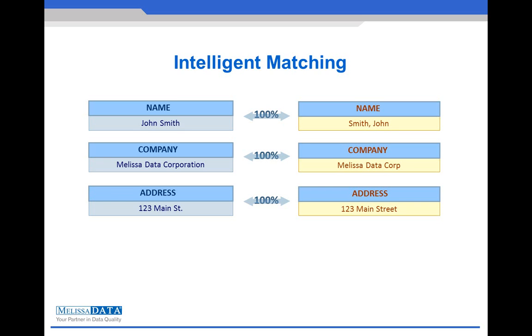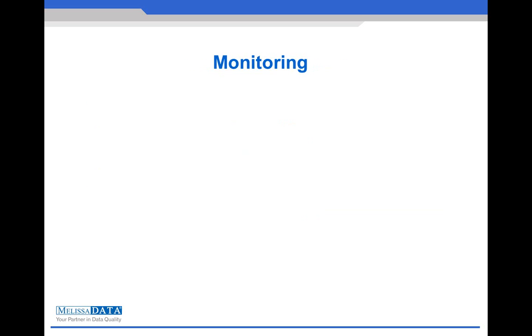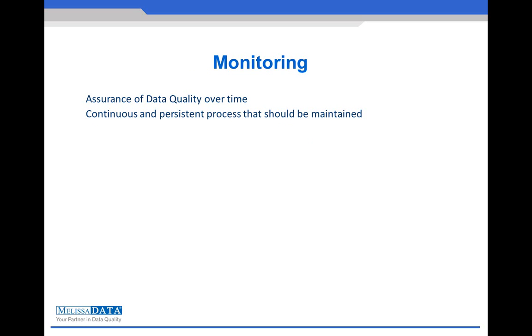After we've done our deduplication, the next step to complete the spectrum of data quality is to monitor our data. By definition of the word itself, monitoring in general is for the assurance of data quality solutions over time. Data quality is not just a one-time thing. It should be a continuous process that should be maintained for as long as we are getting new data.